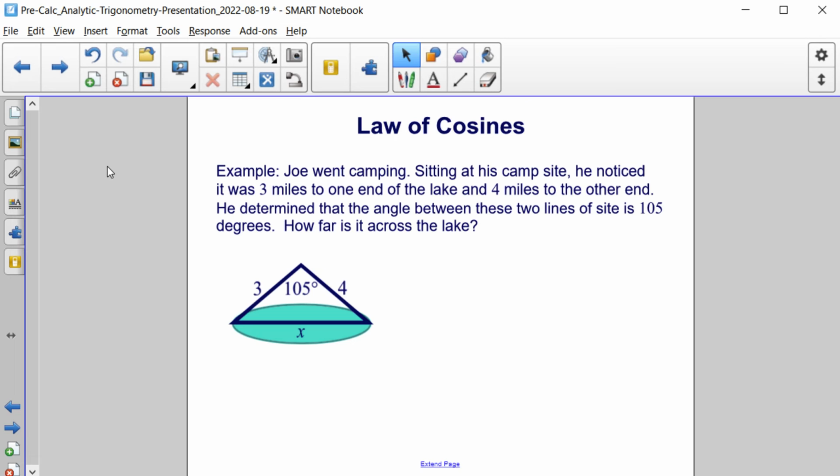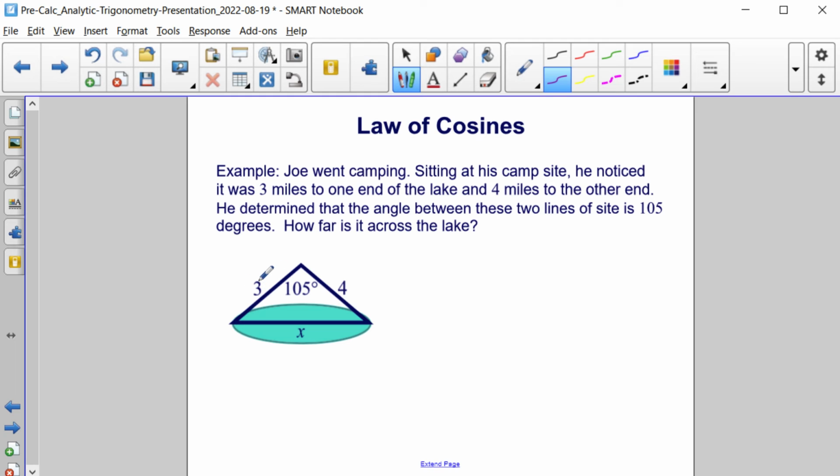Now let's try solving an application problem using the law of cosines. Joe went camping. Sitting at his campsite, he noticed it was 3 miles to one end of the lake and 4 miles to the other end. He determined that the angle between these two lines of sight is 105 degrees. How far is it across the lake? Well, we can see here that we have a side given to us, an angle, and another side given to us. So we're going to use the law of cosines.